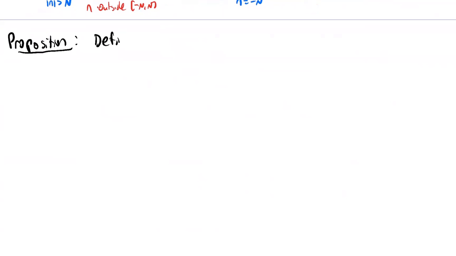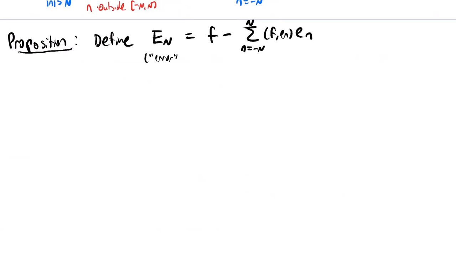What I'm going to do is define E capital N for error, right? So think error. And so this is going to be the difference between my function f and the partial sums from n equals minus N to capital N, Fourier coefficients times e^{inx}. And I'm also going to define, just as a shorthand, S_N to equal this partial sum, the sum from n equals minus N to N.